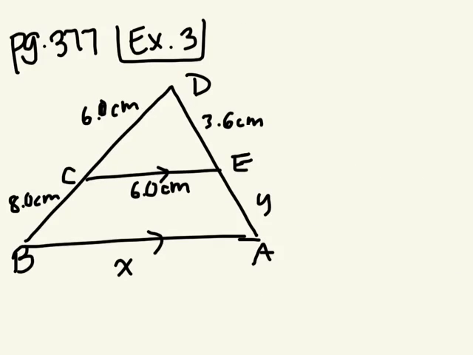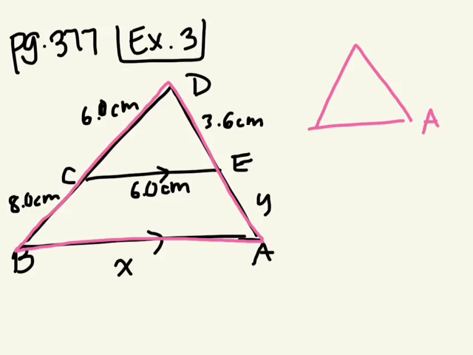So what we're trying to do here is show that two triangles are similar. There are two triangles in one, so let's separate them. We have triangle A, B, D. I'm going to draw that here just so we can relabel it. I have A, B, D.